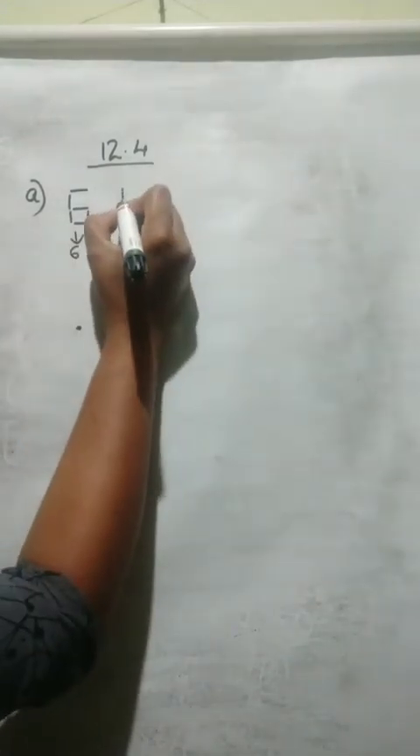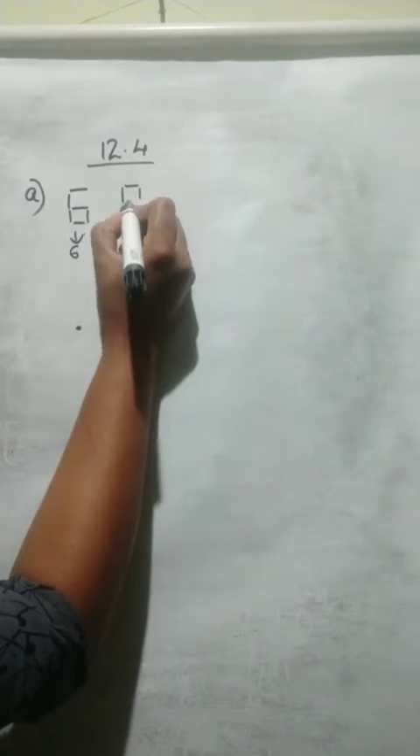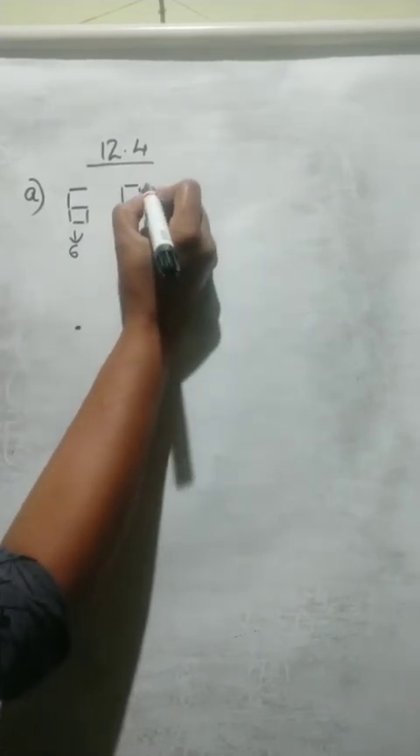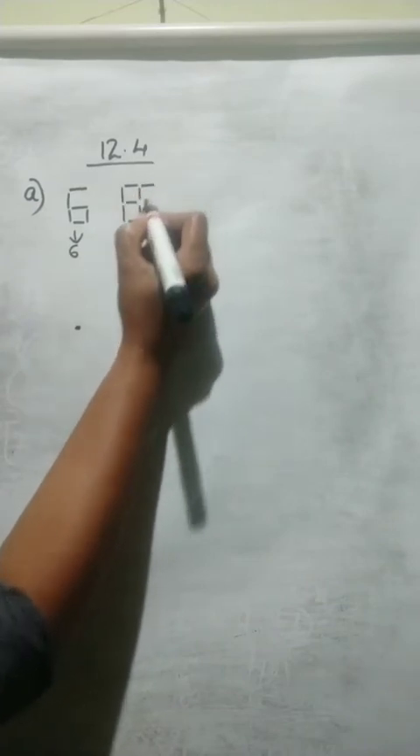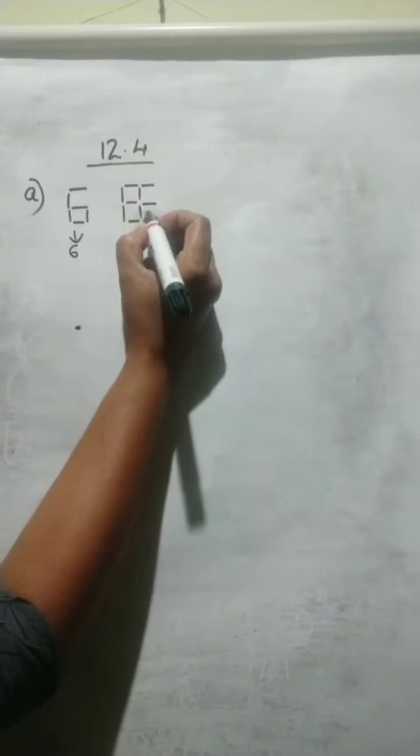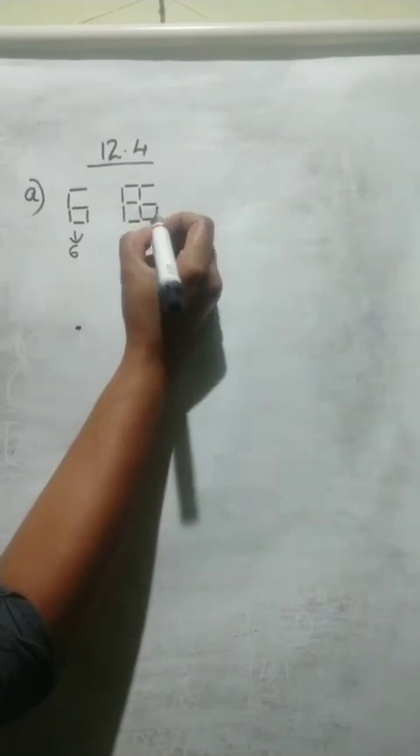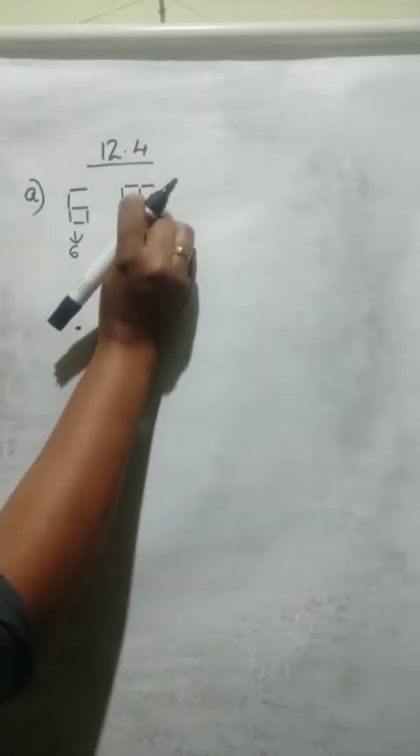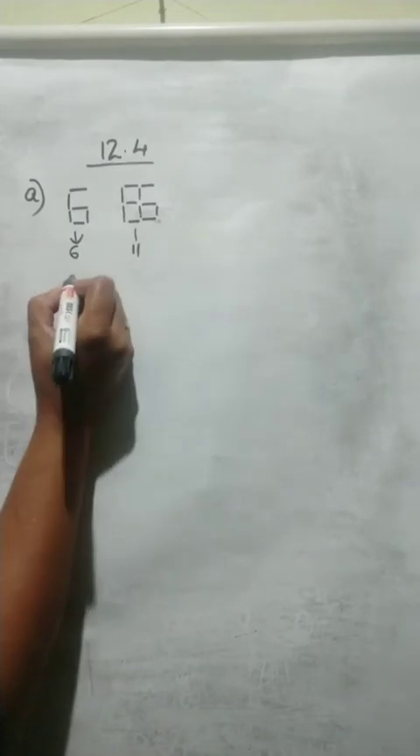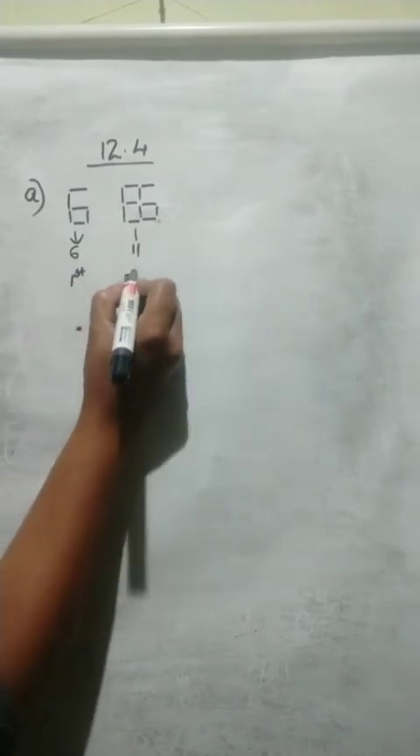Okay. For the second term, 2, 3, 4, 5, 6, 7, then 8, 9, 10 and 11. Okay, how many are there? 11 line segments. This is the second term. Okay, 11. This is the first one. This is the second one.